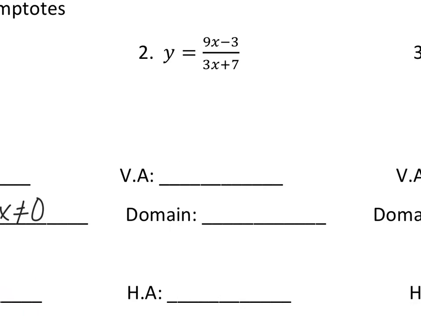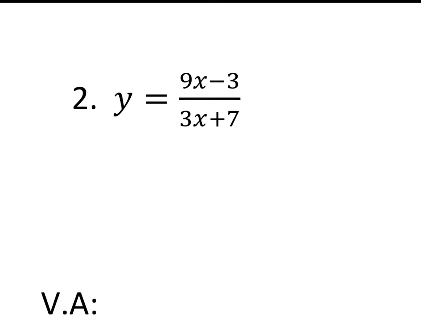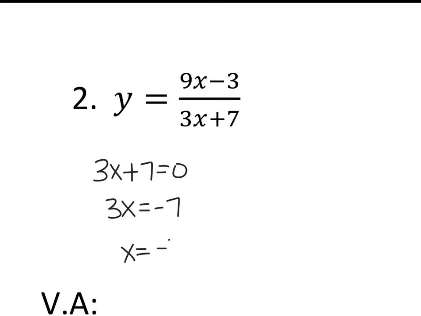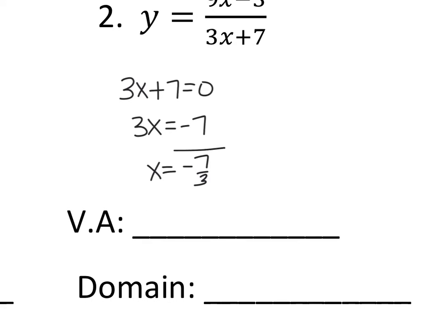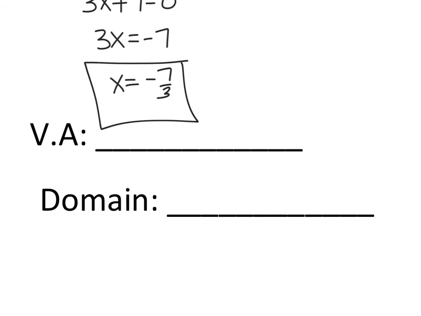Okay. The second format we learned was this one. No matter what format it's in, we always take our denominator and set it equal to 0. Subtract 7 from both sides. Divide by 3. We get x equals negative 7/3, and that's actually my vertical asymptote. So my domain is all real numbers except x cannot be negative 7/3. Remember, asymptotes are imaginary lines that the graph can never cross because we can't divide by 0.